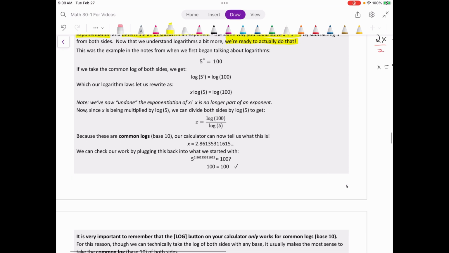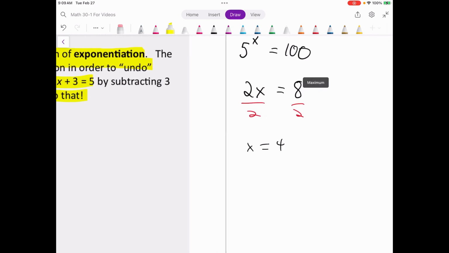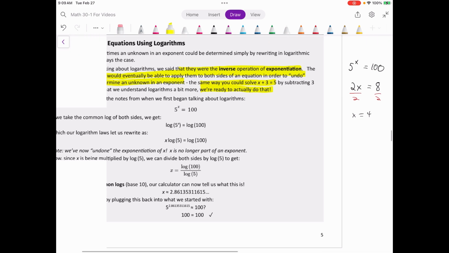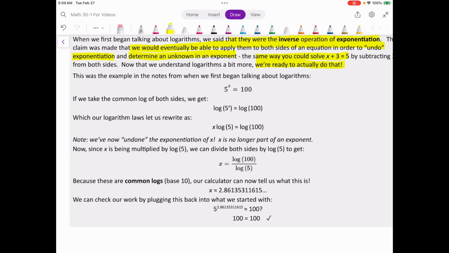So what we're going to do, here, x is being multiplied by 2, so we divide both sides by 2 to undo that. Here, x is being exponentiated, so since logs are the inverse of exponents, we're going to take the common log of both sides. We're going to take log of both sides. If we log the left side, we get log of 5 to the power of x. Log the right side, we get log of 100.